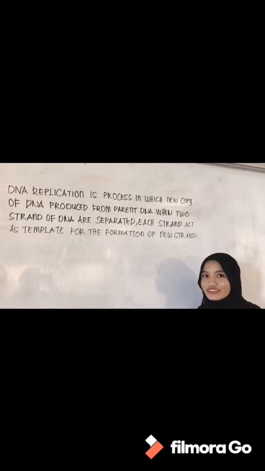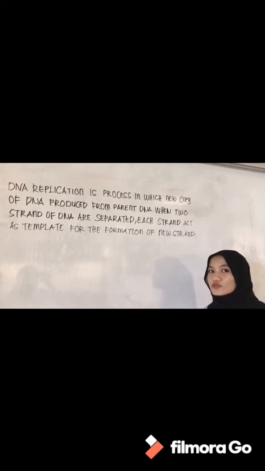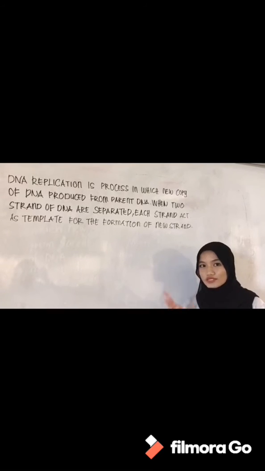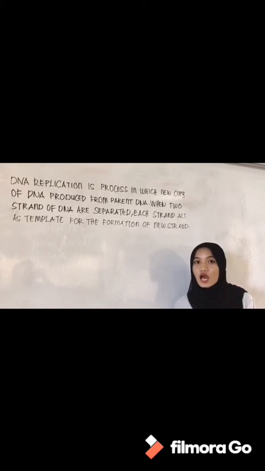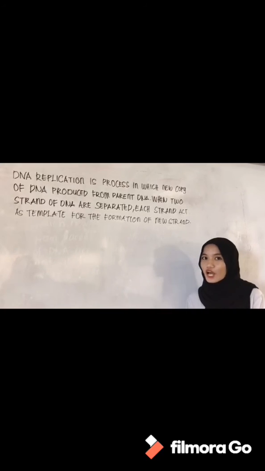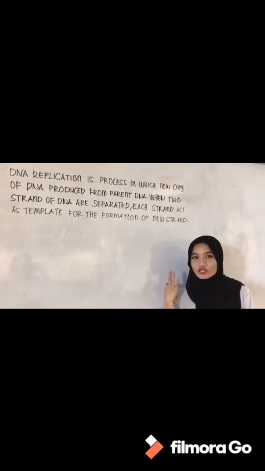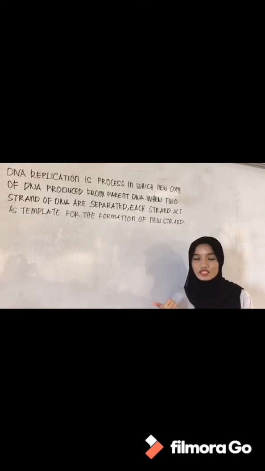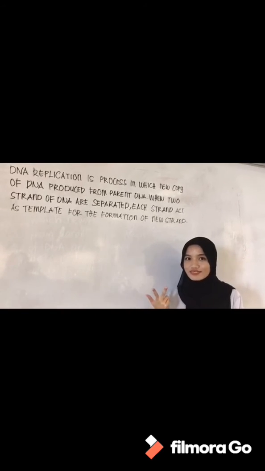DNA replication is the process in which a new strand of DNA is produced from the parent DNA. When two strands are separated, each strand acts as the template for the formation of the new strand. There are three steps of DNA replication, which are initiation, elongation, and termination.